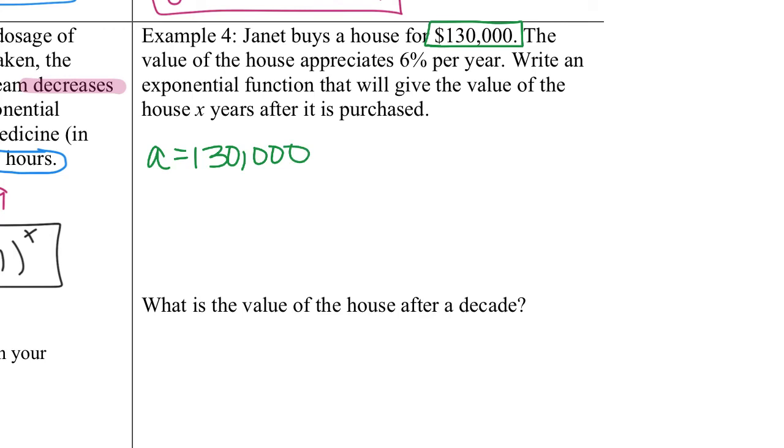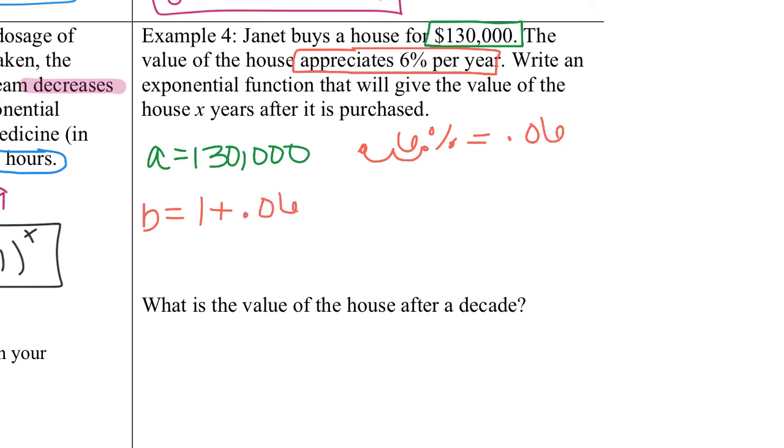Then the value of the house appreciates 6% per year. So if depreciates means declines, then appreciates means increases. So we're going to have to do 1 plus. 6% needs to be changed into a decimal, so take the decimal place, move it 2 times to the left. We end up with 0.06. So we're going to have 1 plus 0.06. Well, 1 plus 0.06 is 1.06. So there's our b value that we're going to be using.